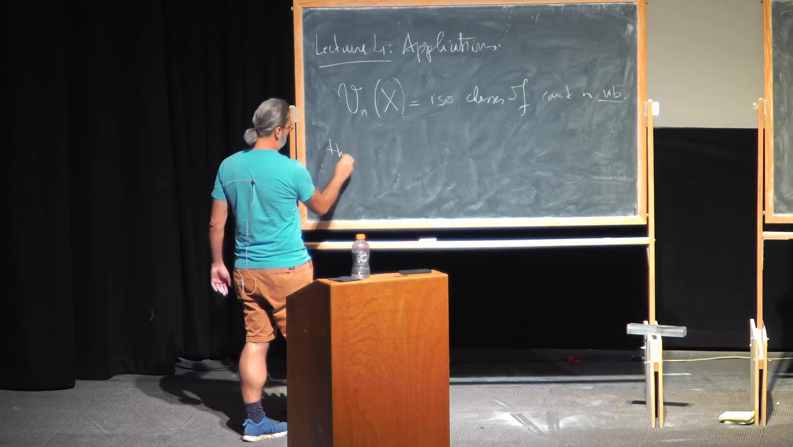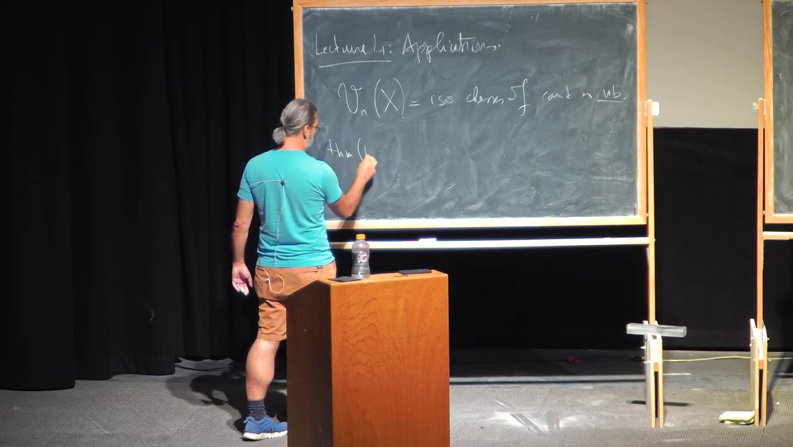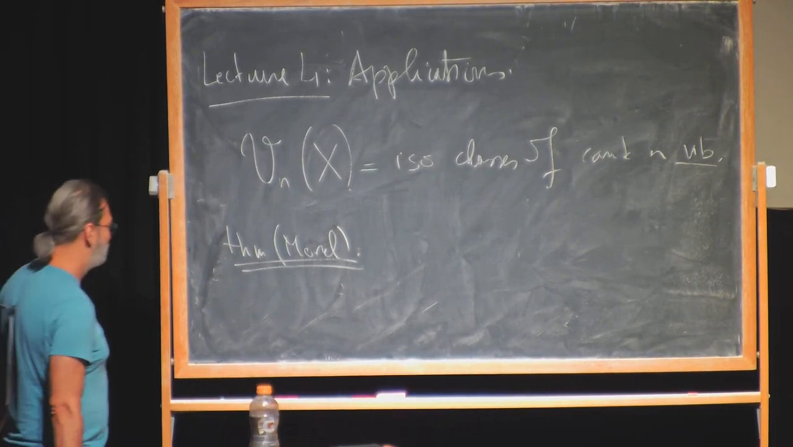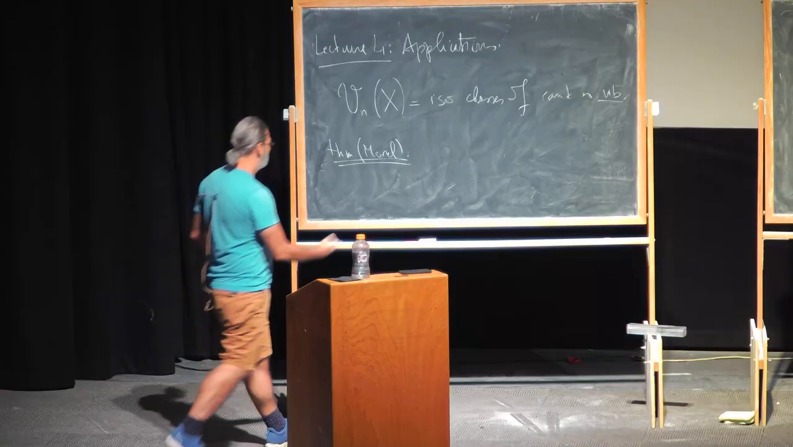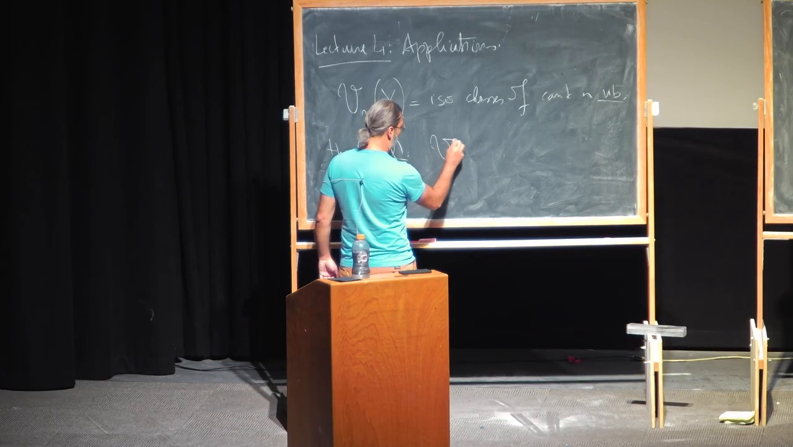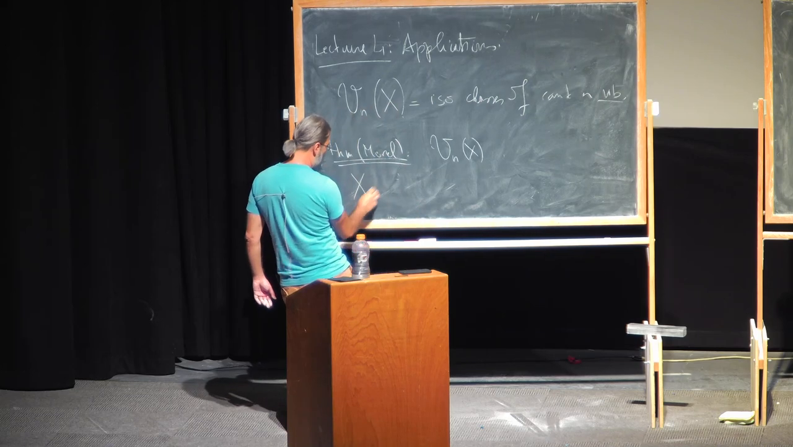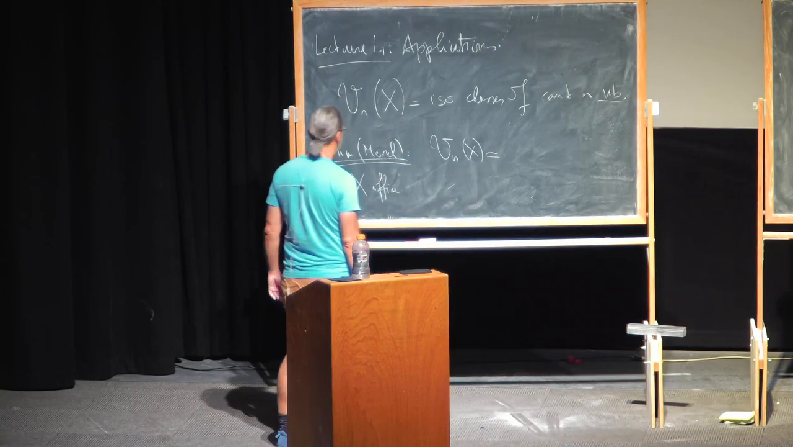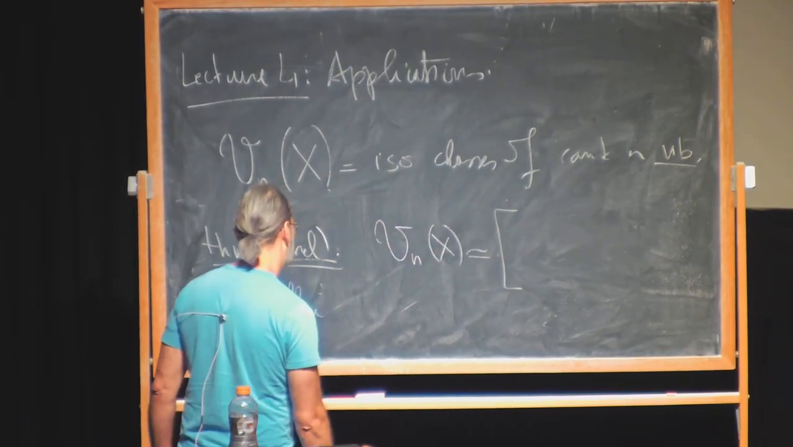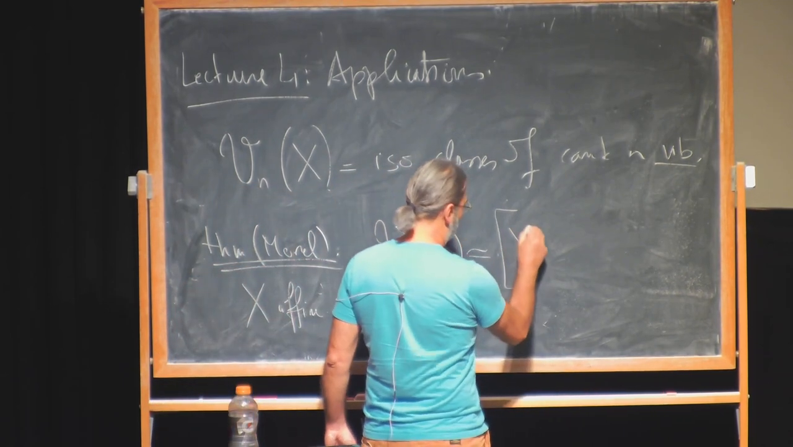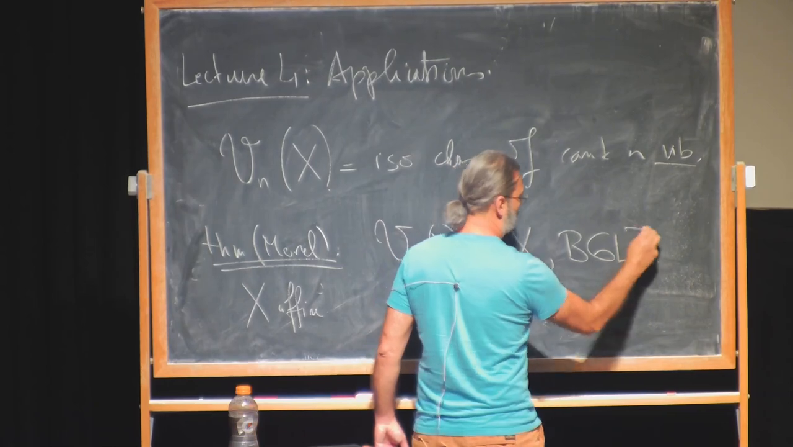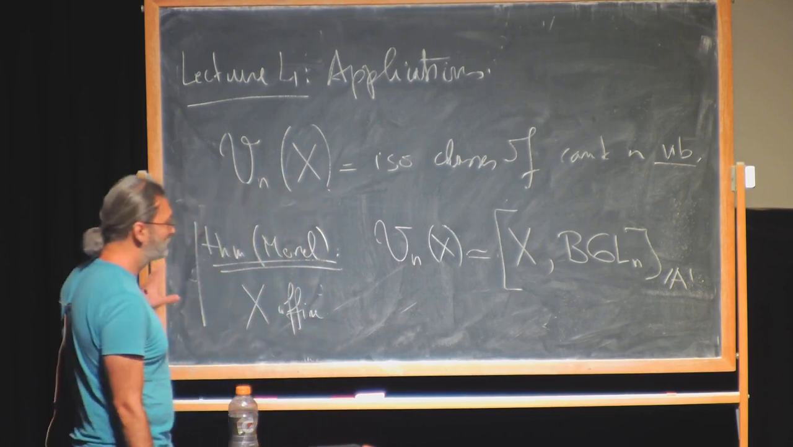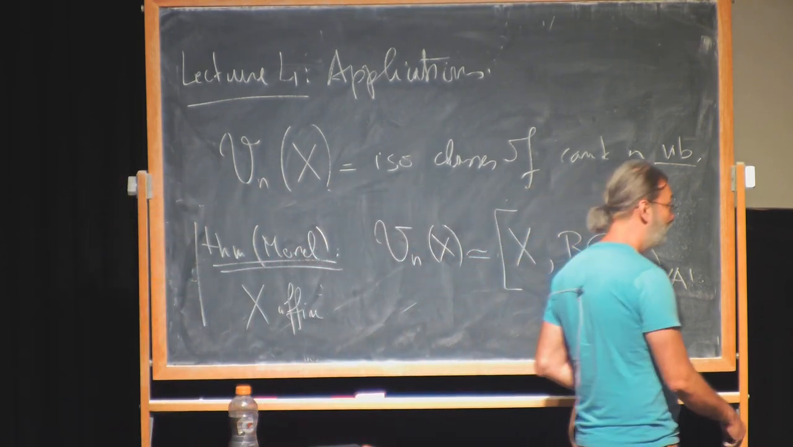And it's a theorem that you find in the book of Morel, which was actually simplified later on by Asok, Hoyois, and Wendt. And it's a representability theorem. So it says that V n of X, if X is smooth affine, is the set of maps in the Morel-Voevodsky category between X and BGL n. Right, so we have this, and I guess this theorem does not use anything I said today, during this week.